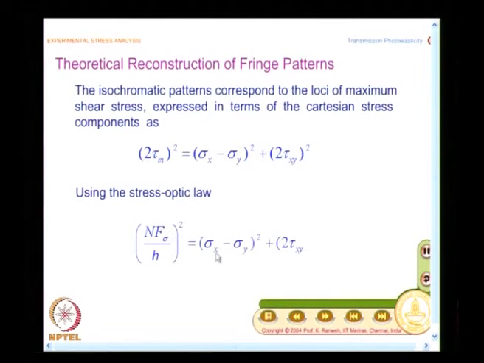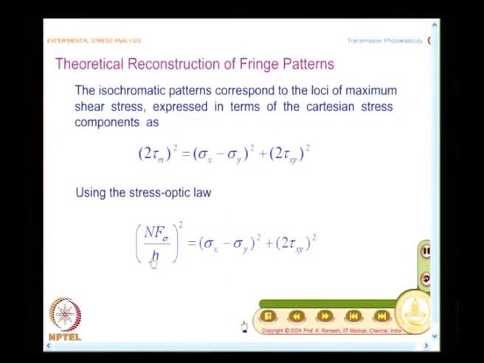And what do we get from the stress optic law? You get N F sigma by h. So, this is related to this. Now, what do you see as a fringe pattern? You see as a fringe pattern only the fringe contour N.